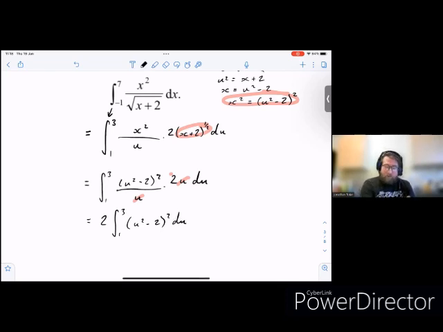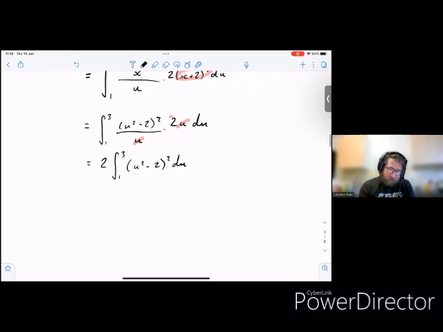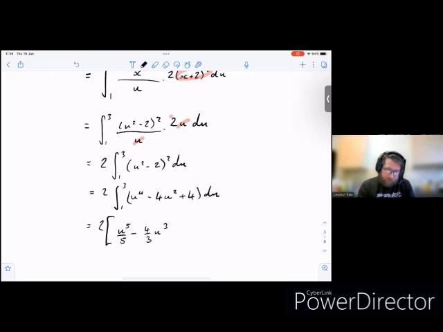This is straightforward-ish, so just multiply that out. We get u to the 4 minus 4u squared plus 4 du. And then, now we actually do the integral, we get u to the 5 over 5 minus 4/3 u cubed plus 4u between 3 and 1.